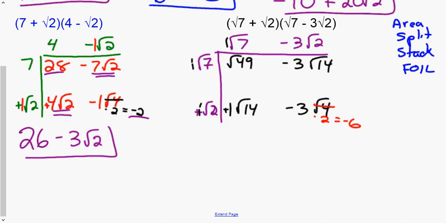So I'm going to go ahead and do that right away. We knew that root 49 was 7, so I'm going to cross that out and make it 7. Does root 14 break down? No, so I don't have to break down the root 14s. All right, start with the integers. 7 and negative 6, I add those, I get 1. Negative 3 and 1, I add those together to get negative 2 root 14 is my answer for that.